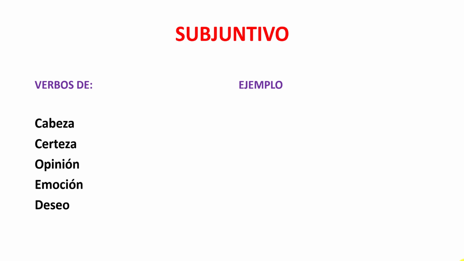Let's give you an example sentence of each so that you can begin to get your head around what we're talking about here. No creo que hables español is an example of a sentence that uses a verb of cabeza. Now, in these sentences with subjunctive, you're going to notice that there are 2 verbs. There's a first verb, and there's a second verb. It's the second verb that may or may not be in the subjunctive. It's the first verb that's going to be either one of these categories.